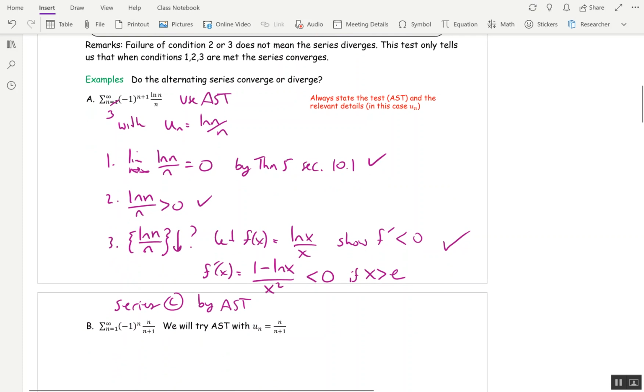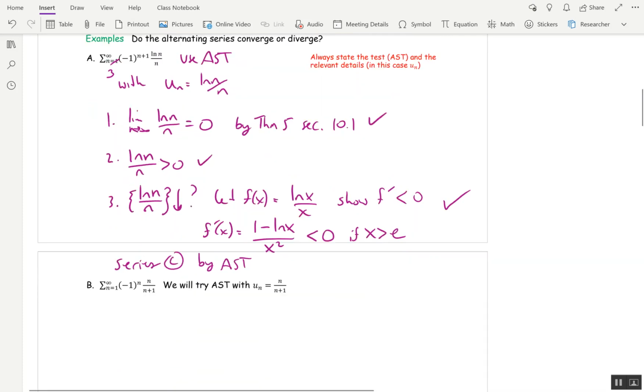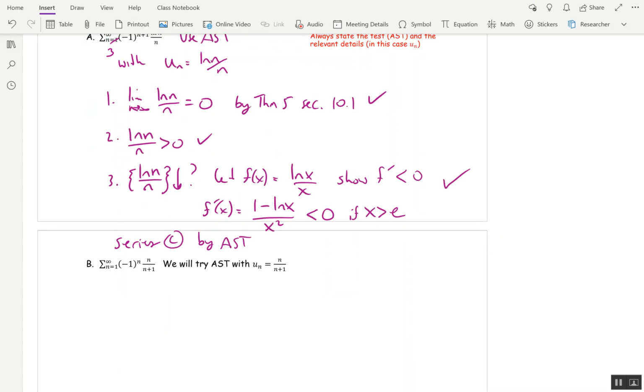All right, here's an example of what happens if condition 1 fails. So we're going to use AST with u_n equal to the sequence n over n plus 1. So leave off the negative 1 to the n. And condition 1 is that the limit as n goes to infinity of n over n plus 1 should be 0, but it's not going to be 0. It's infinity over infinity, so divide top and bottom by n, and we get 1, which is not 0. So that doesn't mean the series diverges. It means that you can't use the AST.